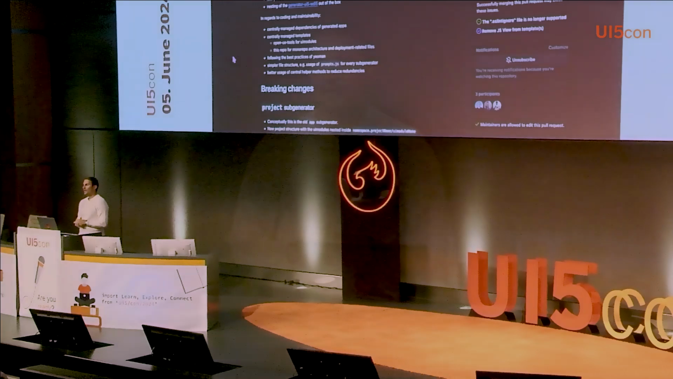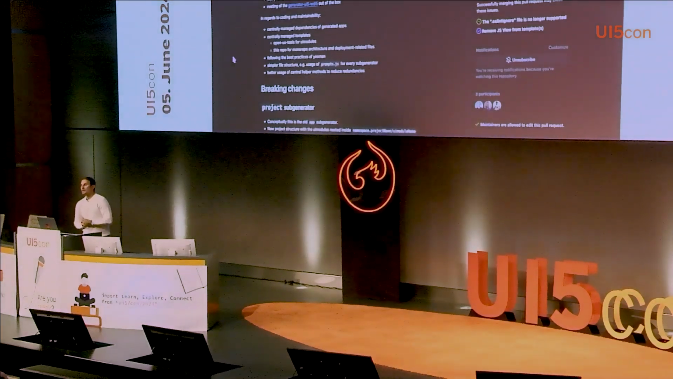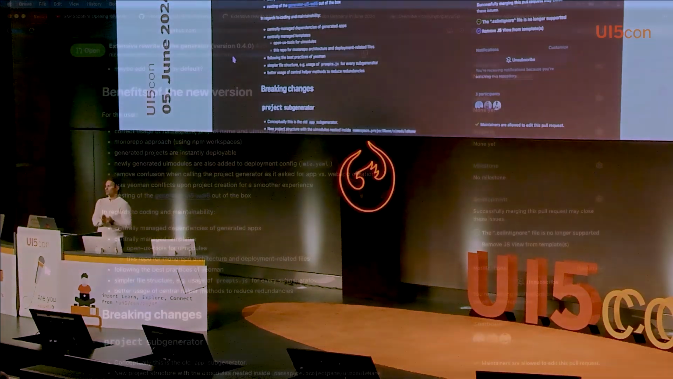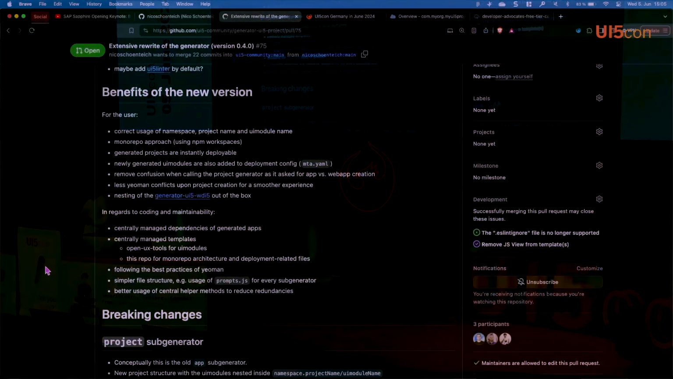I'll start with a few benefits of the new version, and I will show everything in action as well. But the main thing that we changed, or that I changed really, is that previously we had the namespace and then the app as sort of the project root, right? And now we introduced a new instance in between. Now we have the namespace and the project name as the project root, and then we have multiple apps inside that project.